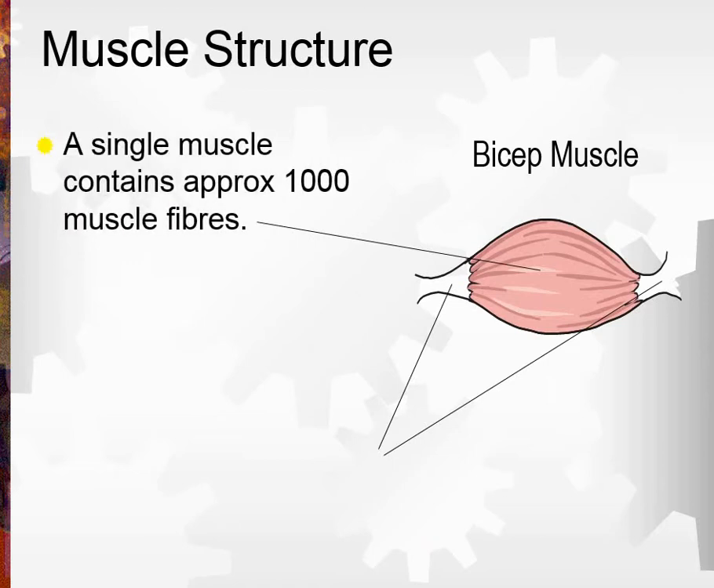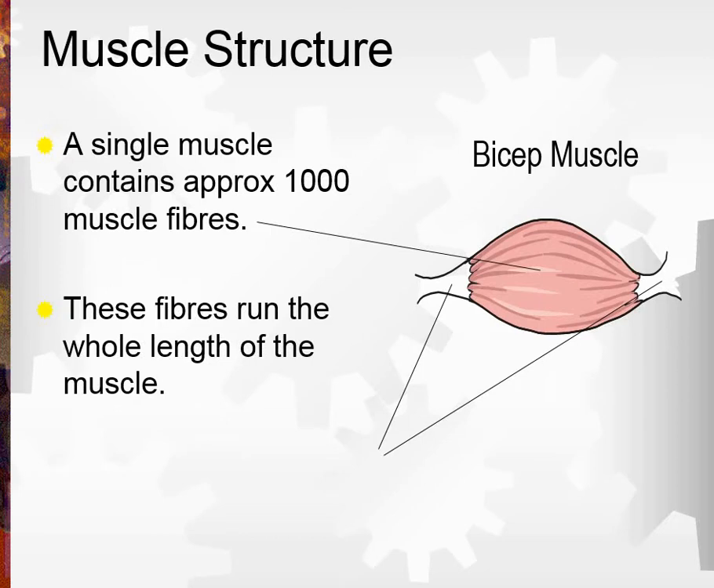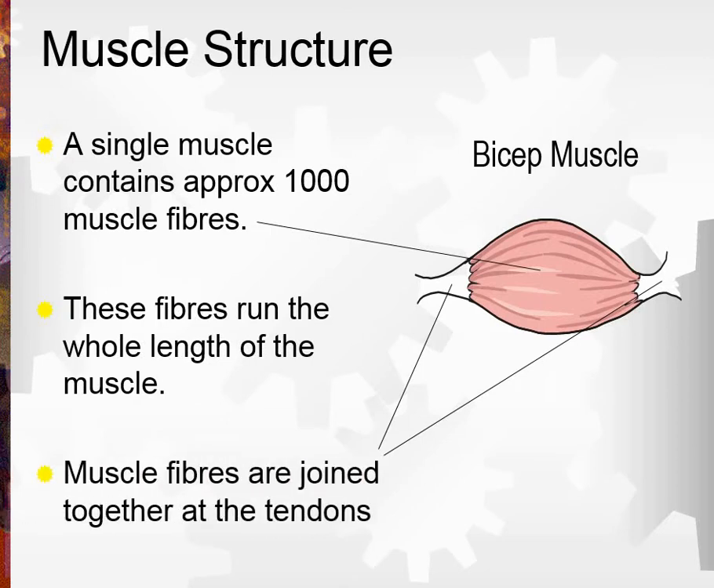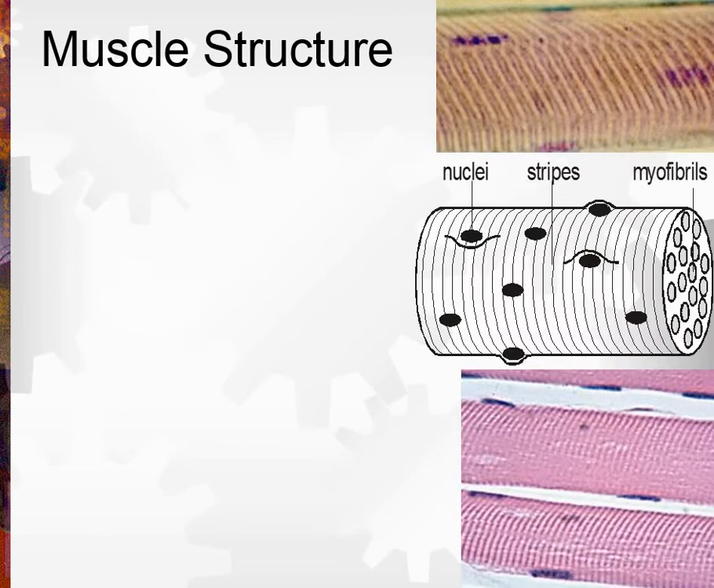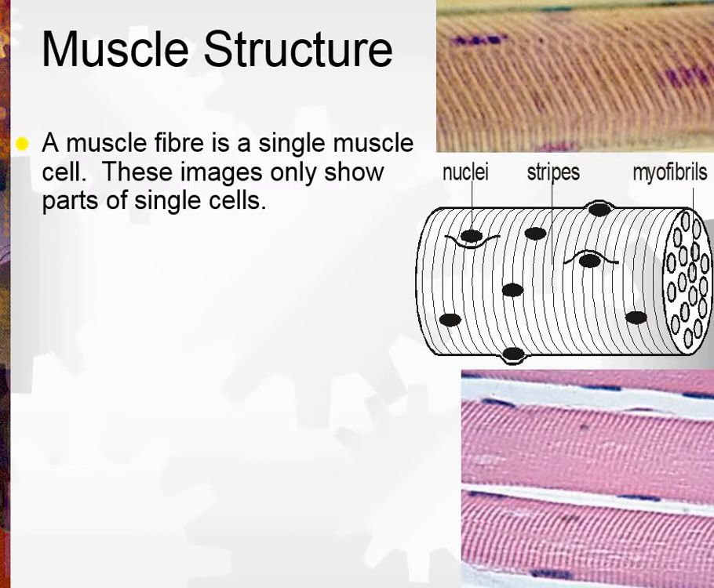Muscle structure, single muscle contains approximately 1,000 muscle fibres, yep. These fibres run the whole length of the muscle, indeed they do. Joined together at tendons, remember, yep, tendons join muscles to bone, remember, very little flex if anything. In terms of structure, this is an overview of one of those muscle fibres.